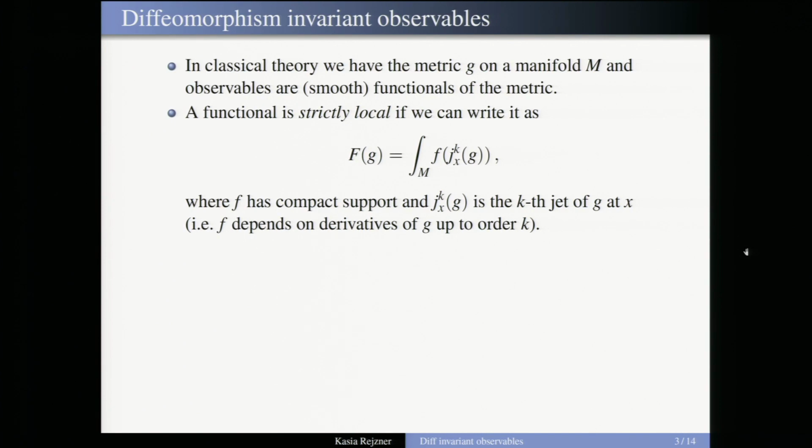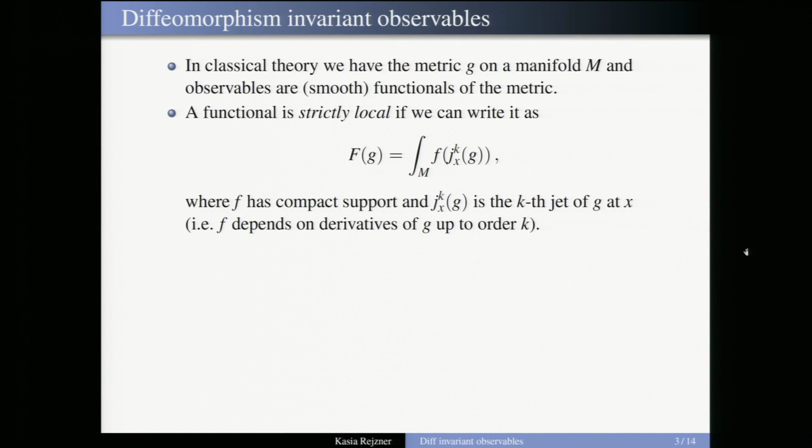What does it mean to be local? Well, it means that they can be written as Lagrangian densities, more or less, integrated over the whole manifold or some region. So let's see. We have some function which depends on the jet of the metric. The jet of the metric is the value of the metric and all its derivatives up to order k at a given point. And this f has to be compactly supported. And this is what ruins everything, okay?